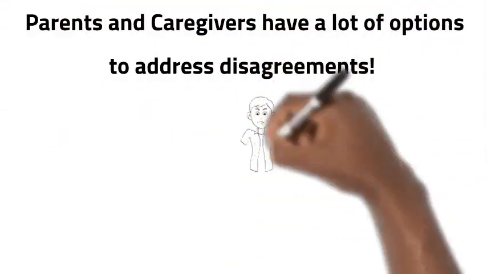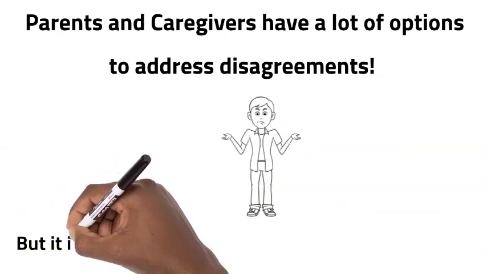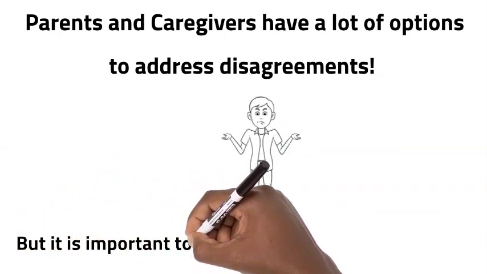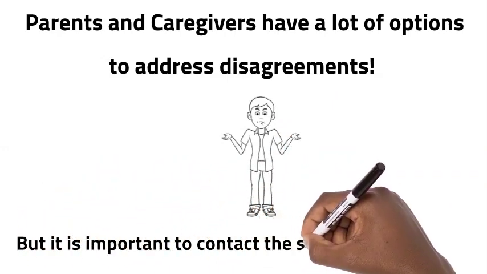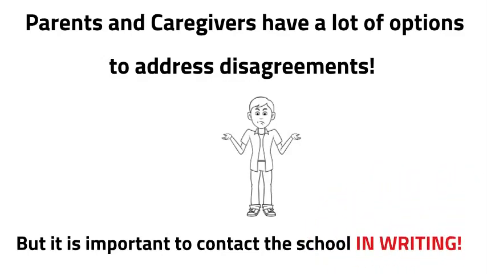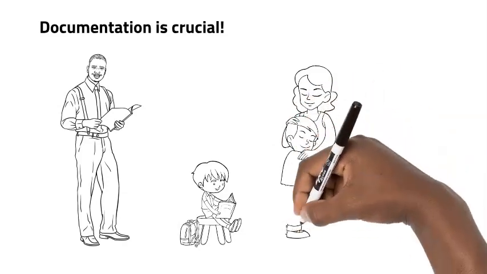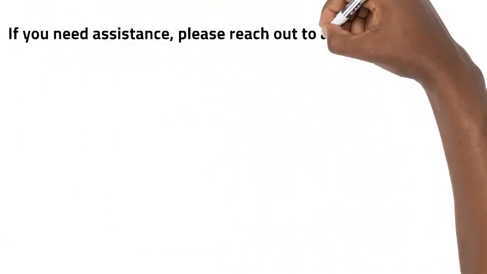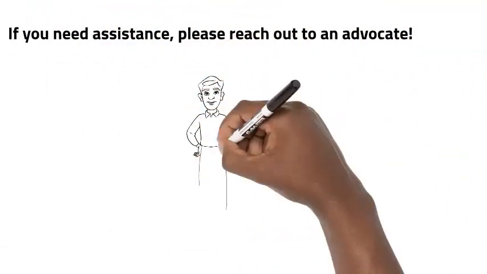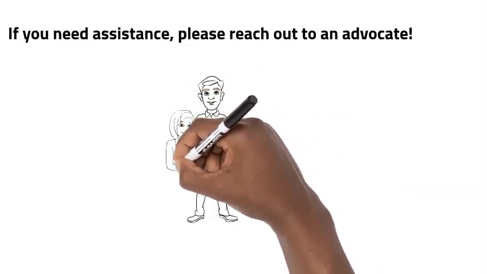Parents and caregivers have a lot of options to address disagreements with the school, but it's important to start by contacting the school in writing and explaining your concerns. Remember, documentation is crucial, so please make sure to keep records. If you need assistance with this or communicating with your school, please reach out to an advocate.